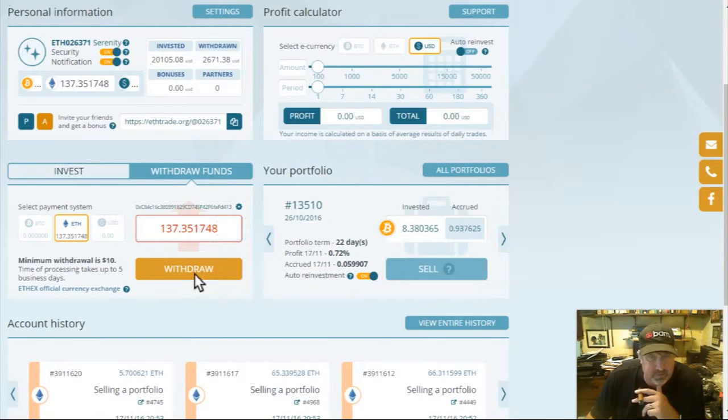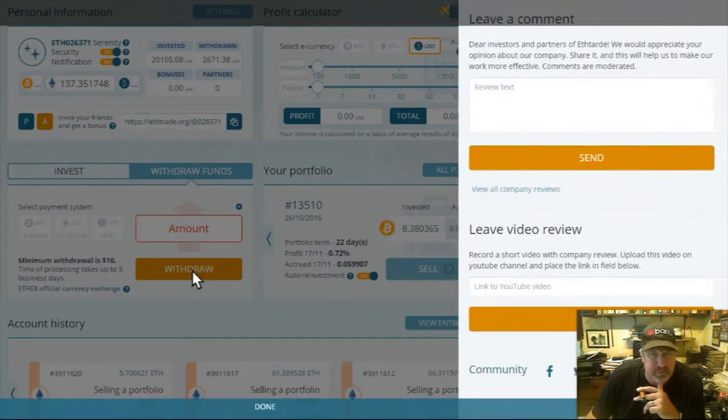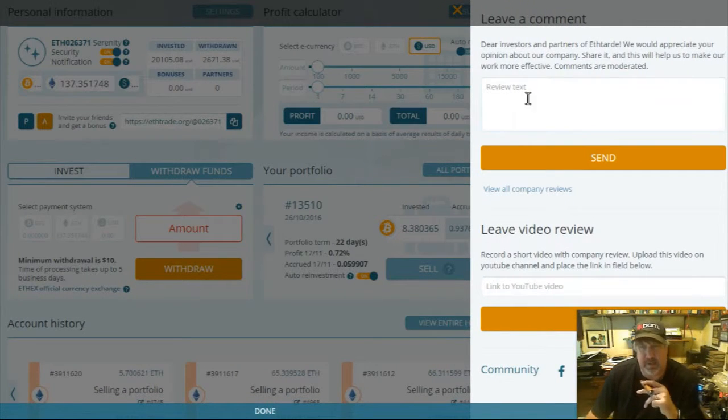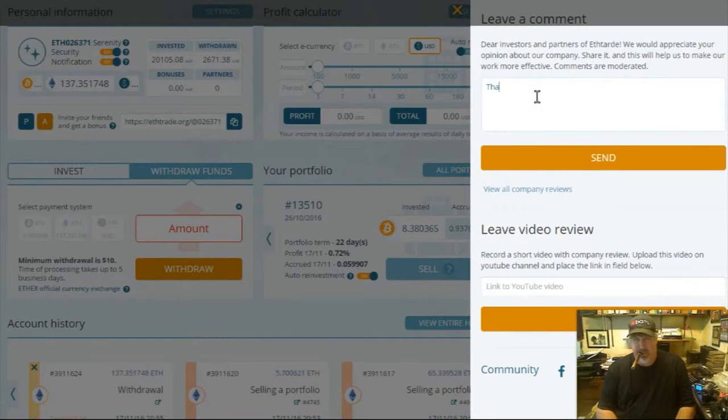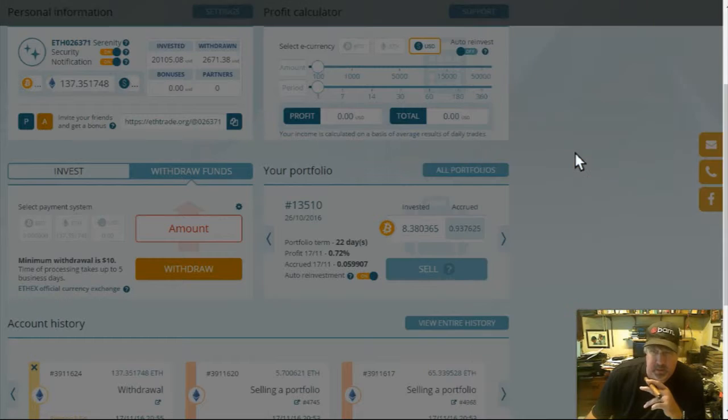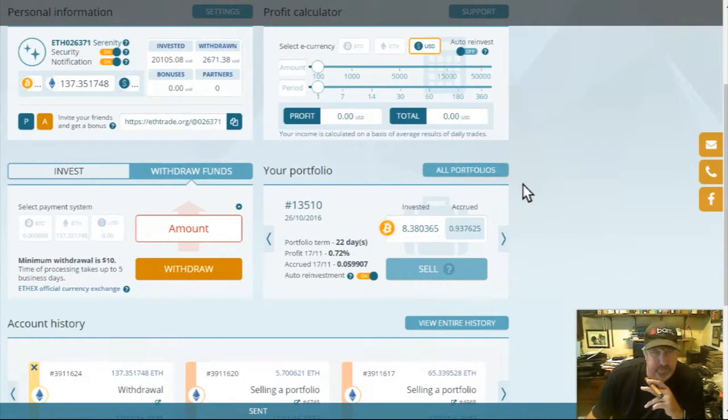I don't like how Ethereum is behaving right now. We're due for a bounce, and I think we're going to get one soon. But I want to go ahead and move this out of here. So we say withdraw. It went ahead and did it. They'd like us to leave a note. We leave our note. And we're done. That's all we need to do.